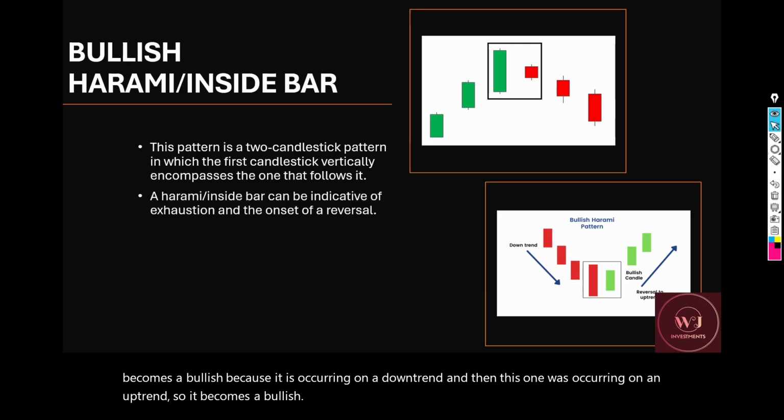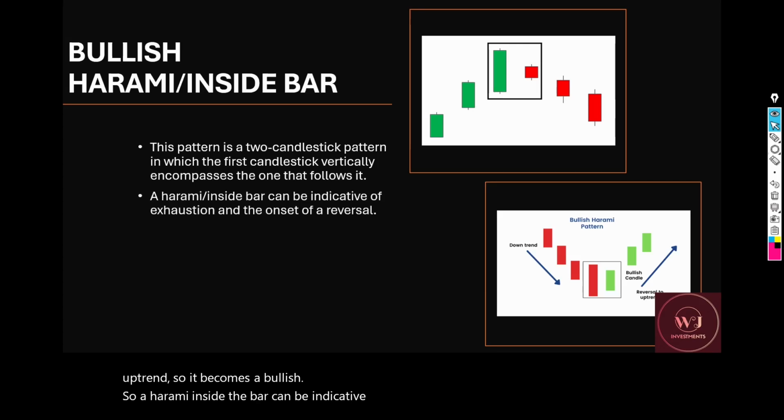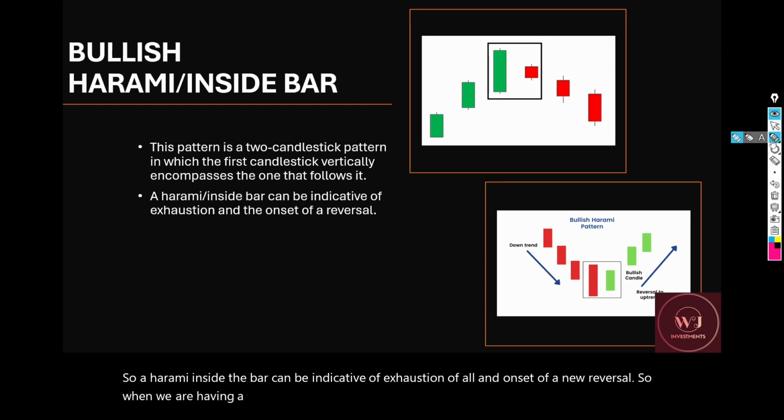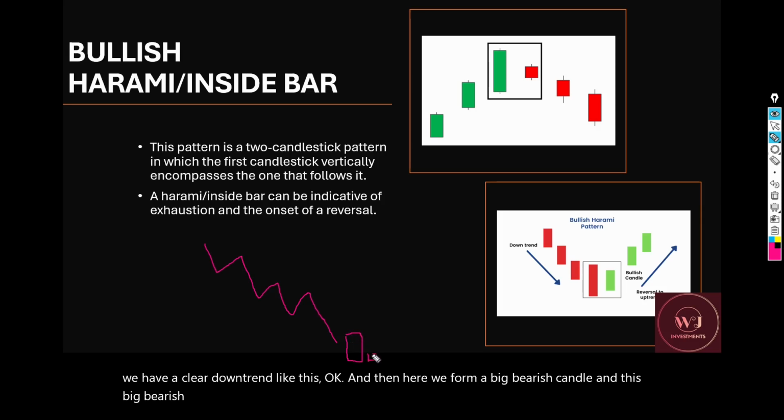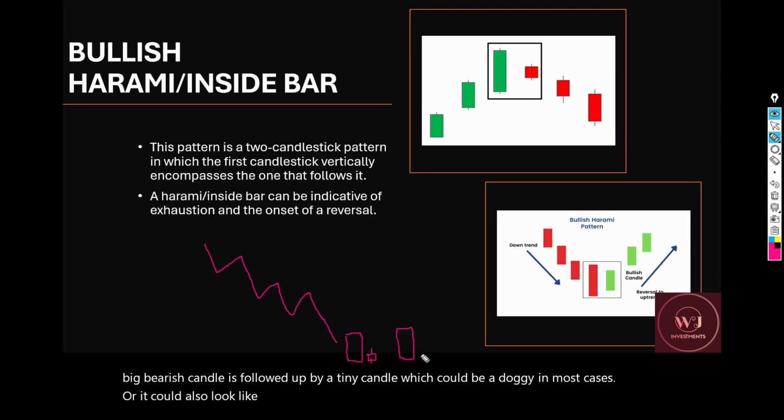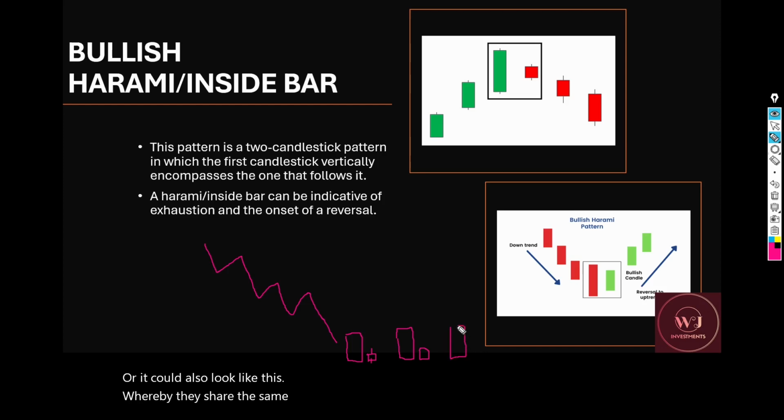So a harami or inside bar can be indicative of exhaustion or the onset of a new reversal. When we have a clear downtrend, because right now we are looking at the bullish side, like this, and then here we form a big bearish candle, this big bearish candle is followed up by a tiny candle which could be a doji in most cases, or it could also look like this, whereby they share the same lows, or it also would look like this, where the low of this coming bullish candle is slightly higher.